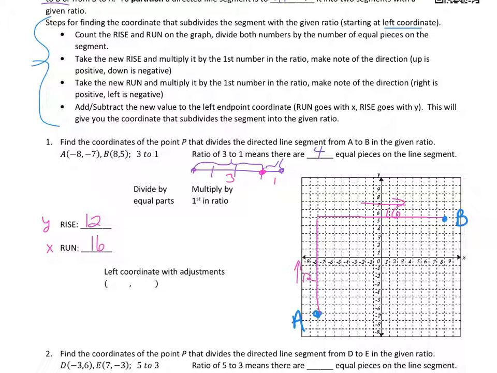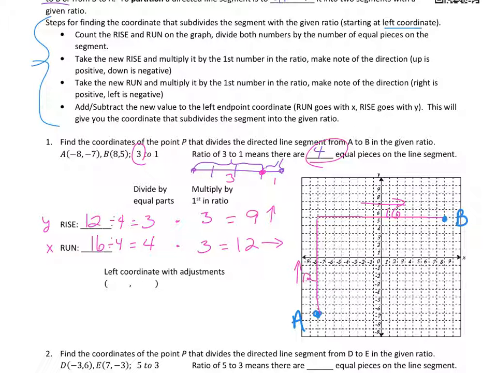So we're going to take those numbers and we are going to divide it by our equal parts. Our equal parts are 4. So divide both of those by 4. That gives me a 3, and that gives me a 4. Next, I need to multiply it by the first number in my ratio, so that would be 3. So I get a 9 for this number, and I multiply it again by that first number in the ratio, so 3, and I get a 12. Now remember, the run was going to the right, and our rise was going up. So it all comes from those first directions when we first counted them.